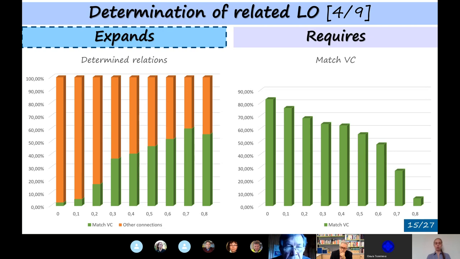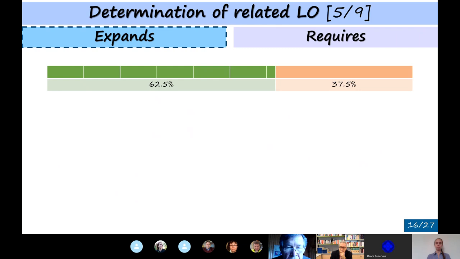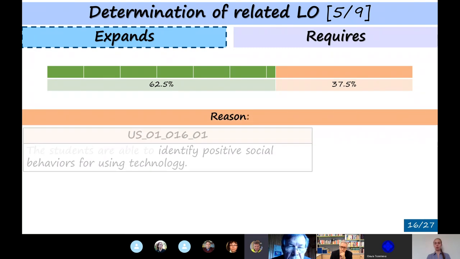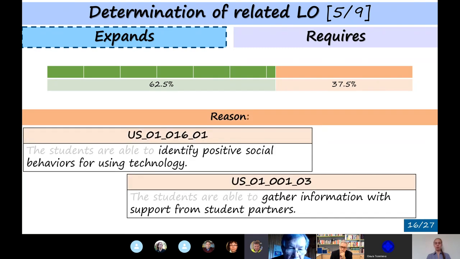For future work, it was decided to choose the probability boundary of 0.4, as it showed the most balanced results. With this approach, I can automatically determine 62.5% of relations from the validation corpus. However, there are still undetermined ones. The reason can be the absence of common words between two learning outcomes which were thought to be connected, as in our case, the students are able to identify positive social behaviors for using technology.